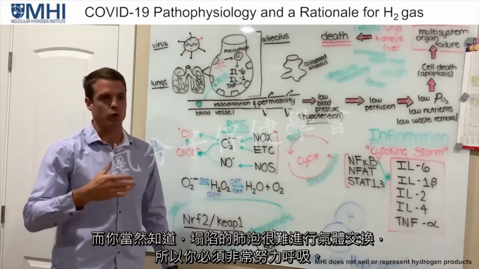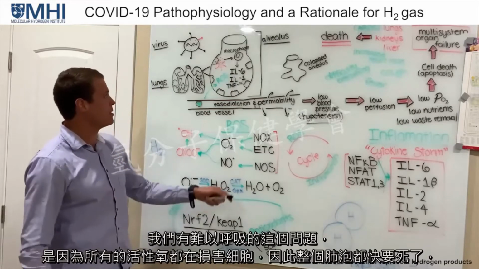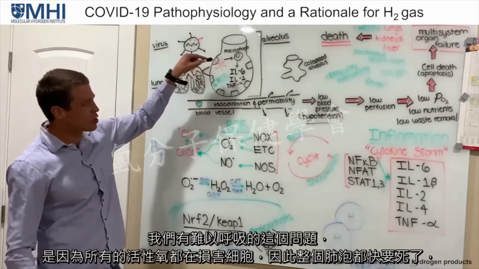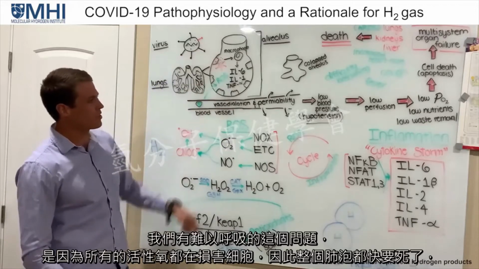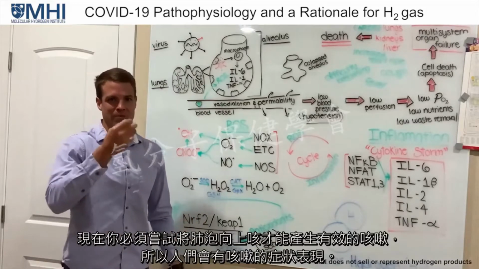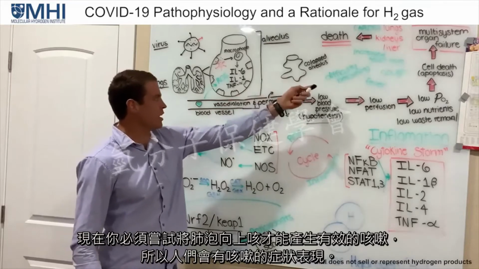You're going to have to work really hard to breathe. So you're going to have a very difficult time breathing with that problem. Because of all the reactive oxygen species, you're damaging the actual cell, so the whole alveolus will end up dying. And now you're going to try to cough that up, so you have a productive cough. So people are going to present with a cough and everything.